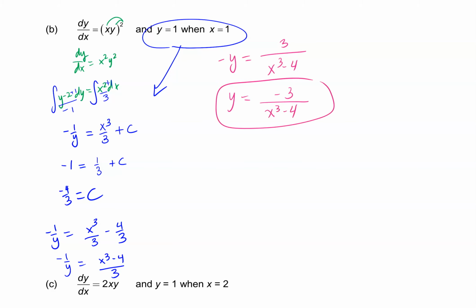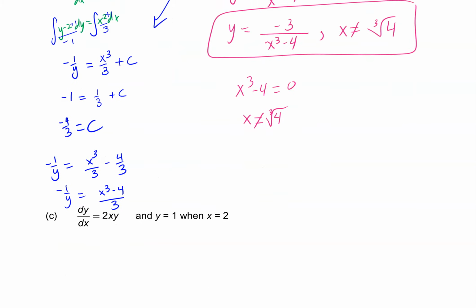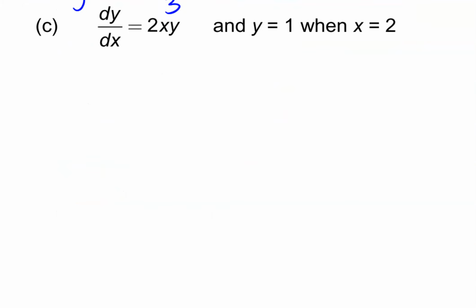And I don't have two options this time. This is the only option I have. And the only x value I want to cut is the one that makes x cubed minus 4 equal to 0. So x just can't equal the cube root of 4. So that's chill. I will just write, as long as x is not equal to the cube root of 4, we're going to be good. Okay, let's try the next one.